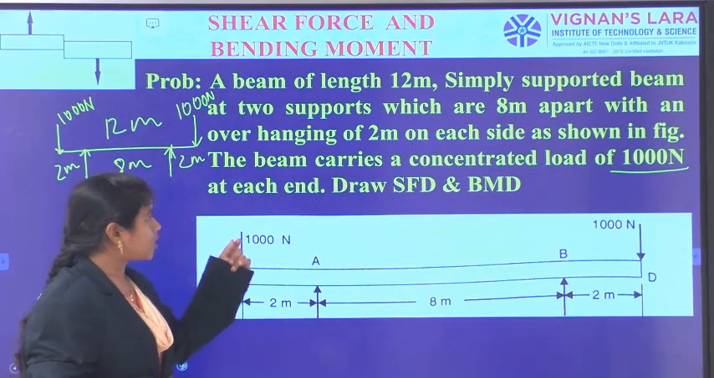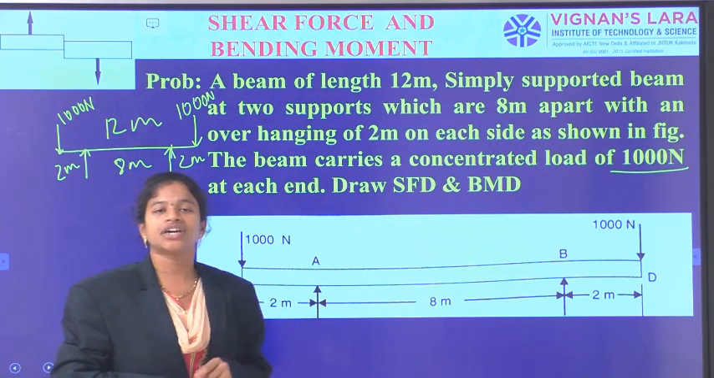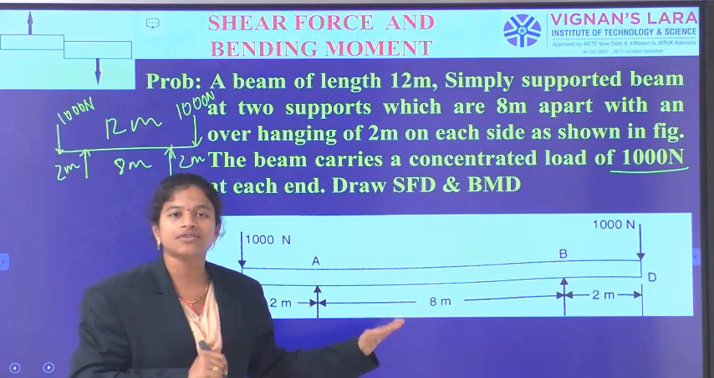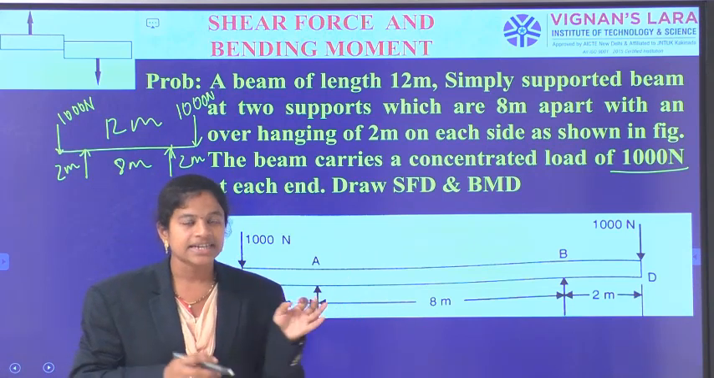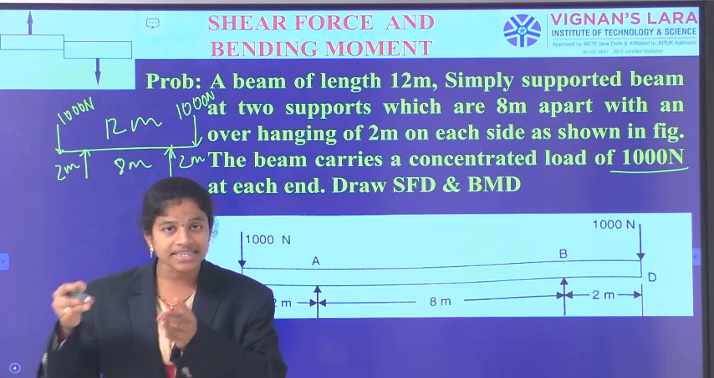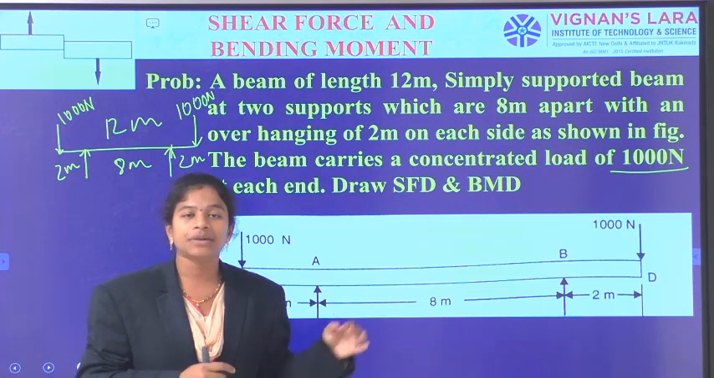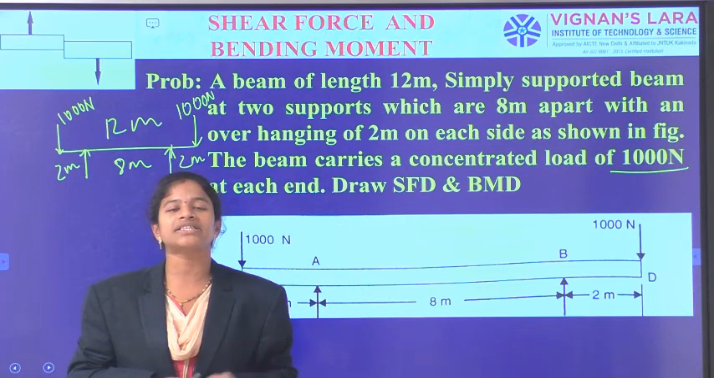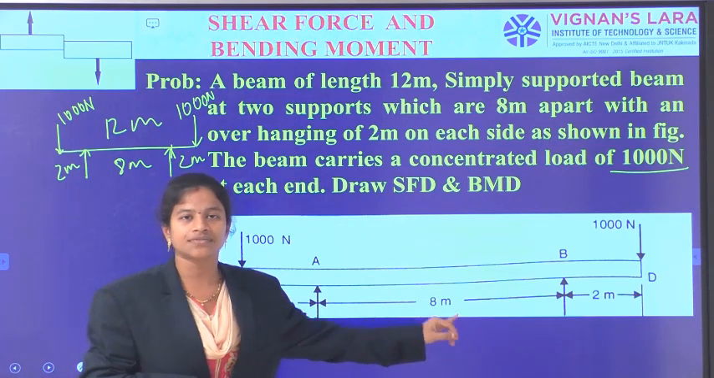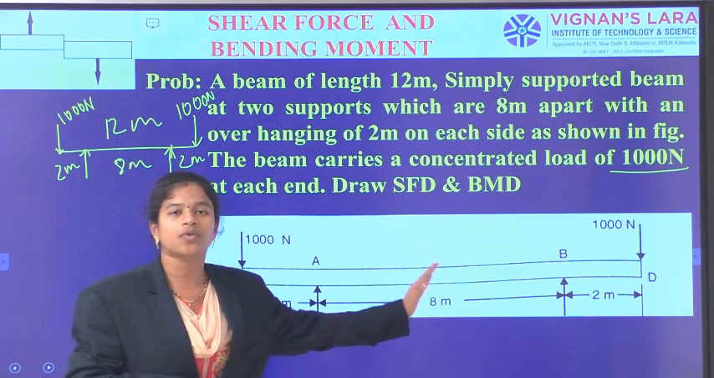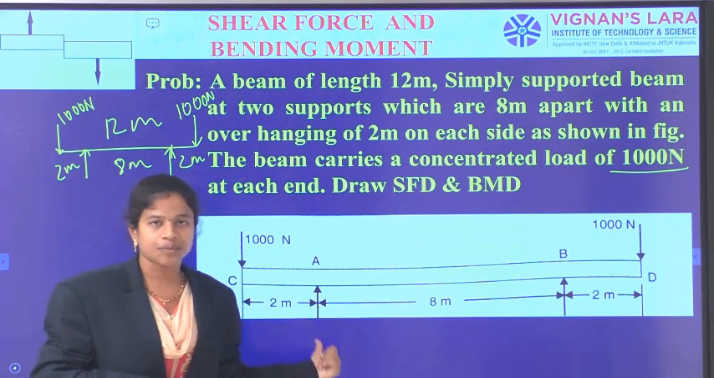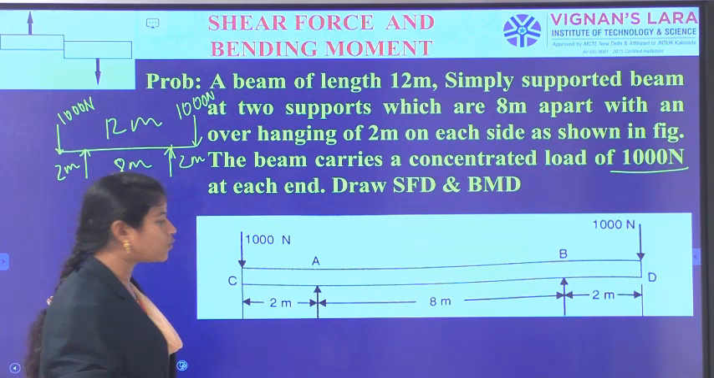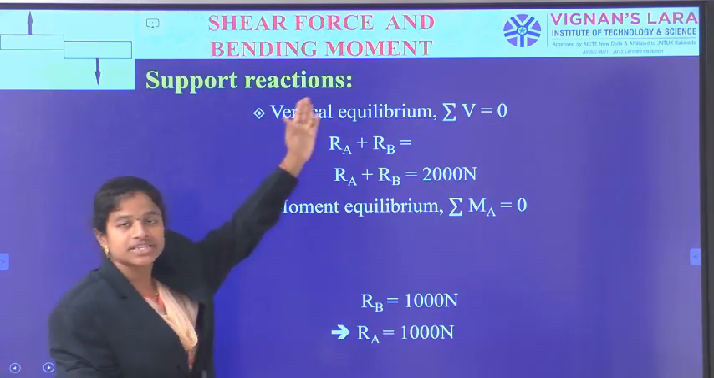1000 newtons. Now we have to generate the shear force and bending moment diagram. Firstly, what we need to observe is that the analysis of the shear force and bending moment diagram for the overhanging beam follows that of the simply supported beam. So, the first step in a simply supported beam is calculation of the support reactions. Here also, in the case of the overhanging beam, I will calculate the support reaction at A and the support reaction at B. So, the first step involved here is the calculation of the support reactions.